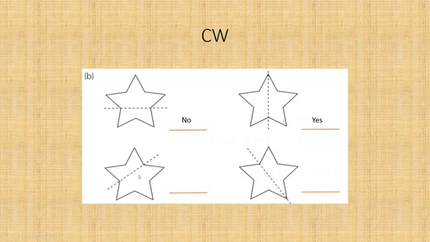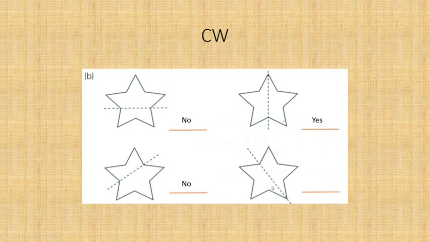Okay, what about the third shape here? The third shape is exactly like the first one. If I fold this shape along this line, it's not going to be identical, of course, because here it's not going to match with that, so it's not a line of symmetry.